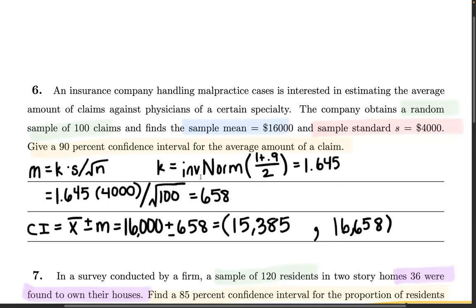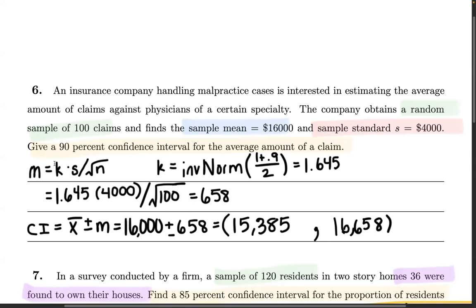So K equals the inverse norm function of (1 plus our level of confidence) divided by 2. Here we have the 90% confidence interval, so we have (1 plus 0.9) divided by 2, and that equals 1.645. You can also remember the table that I showed you in a previous recitation video for a 90% confidence interval, but it's good to know this way because you may have to calculate a confidence interval with, let's say, a 98% confidence level. But anyway, this problem is a 90% confidence interval.